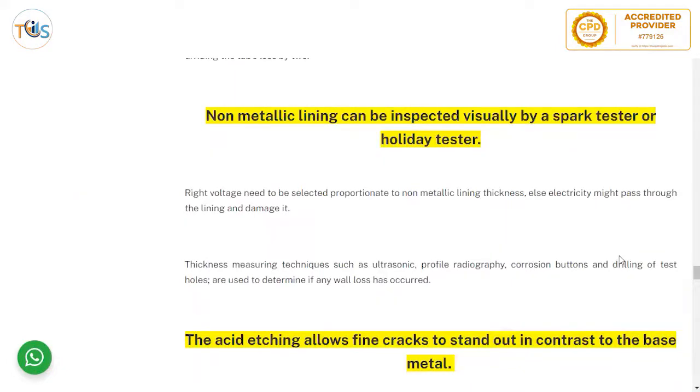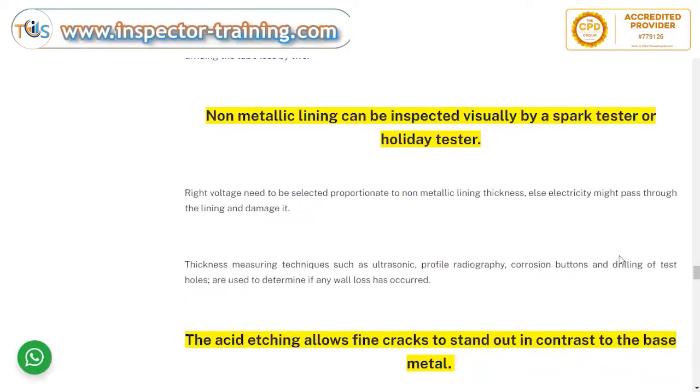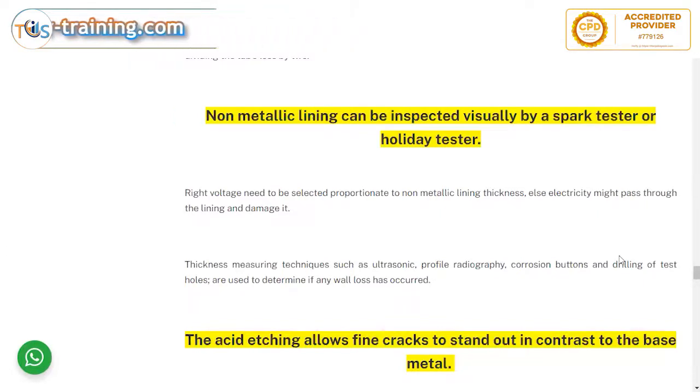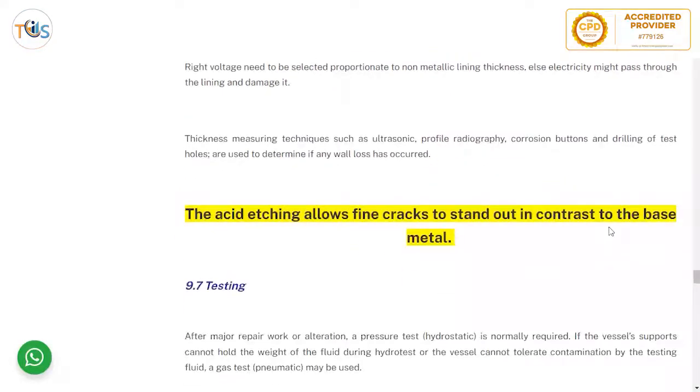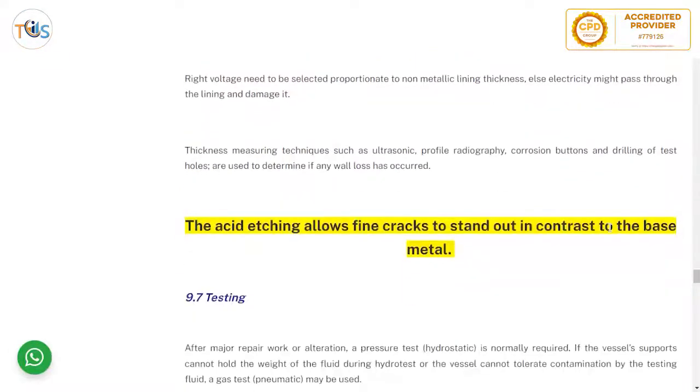Non-metallic lining can be inspected visually or by a spark tester or a Halliday tester. Practically, the Halliday tester creates a circuit between the base metal and the Halliday tester's tip. So if there is a hole in the coating, the current will pass through and you see a spark. That is why they call it a spark tester or Halliday tester. Actually, Halliday here means hole.